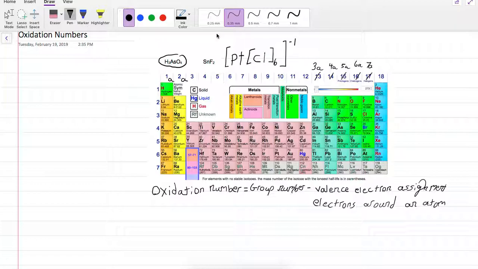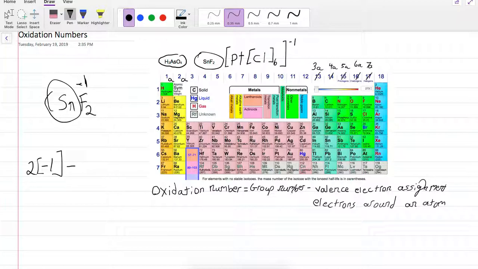Now in class we're told that for this, fluorine usually has an oxidation number of -1. We have 2 -1s, so that's going to be 2 times -1. We don't know what the oxidation number is for tin. We do not know that, so we're just going to call tin x, just like we were back in algebra. And all of that should add up to 0, since the overall charge on this is 0. So 2 times -1 is the same as -2, plus x equals 0.